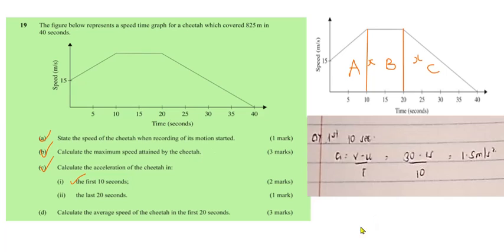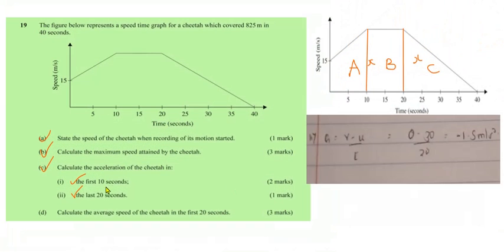Then on question C, you've been told to calculate the acceleration of the cheetah for the first 10 seconds. In order to calculate the acceleration, you usually take the final speed minus the initial, over the time, of which the final is 30 meters per second minus the initial, which is 15, all over the time, which is 10 seconds. You're going to find 1.5 meters per second squared, which is the acceleration of the cheetah for the first 10 seconds.